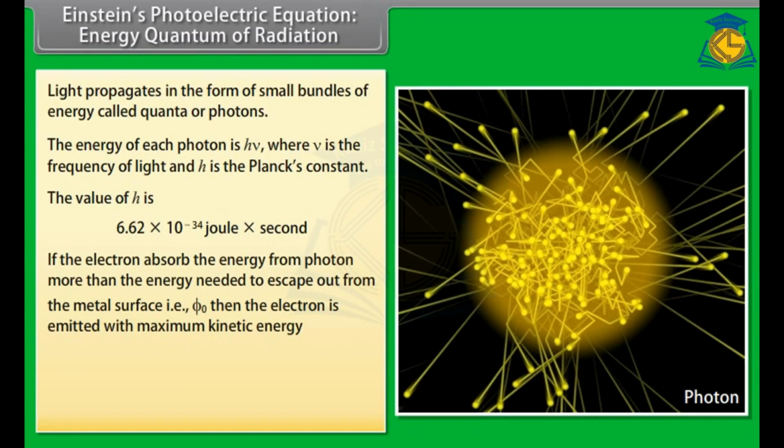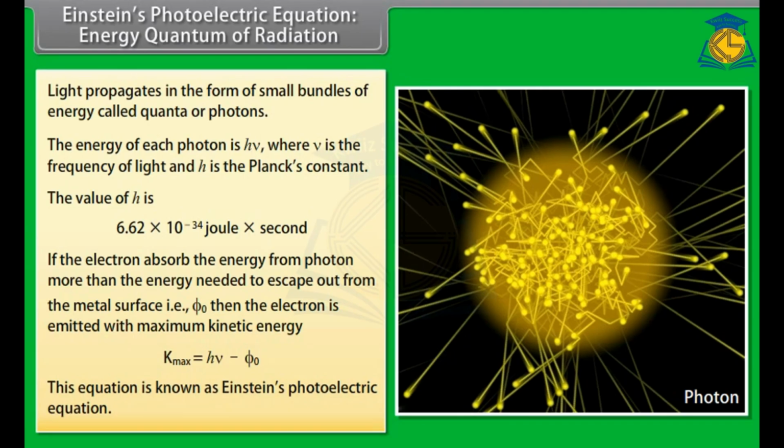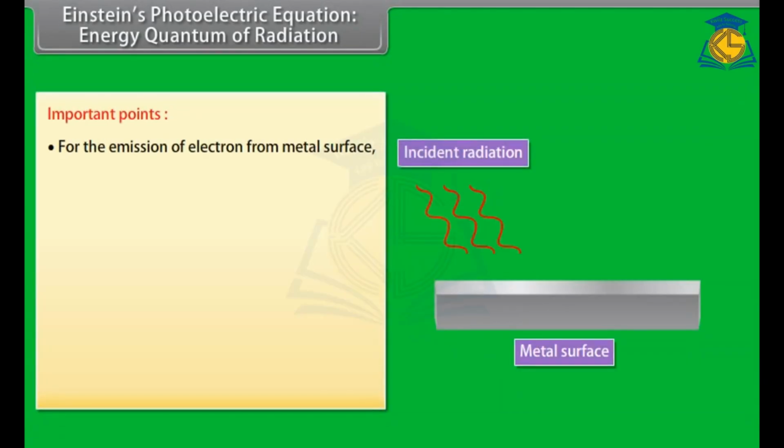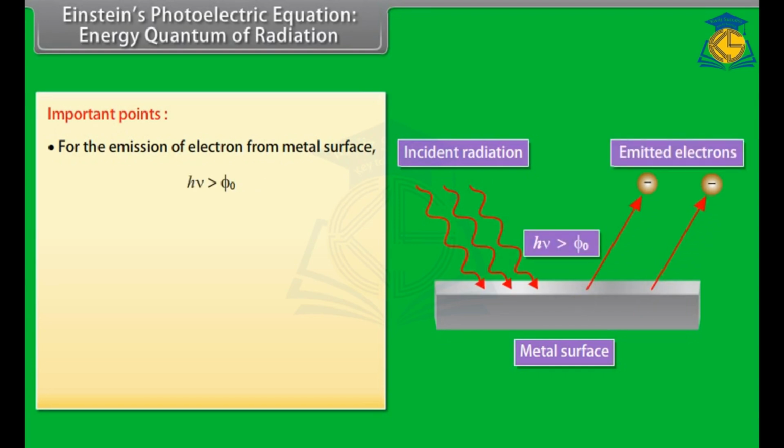If the electron absorbs the energy from photon more than the energy needed to escape out from the metal surface, that is phi 0, then the electron is emitted with maximum kinetic energy Kmax, which is equal to h nu minus phi 0. This equation is known as Einstein's photoelectric equation. Important points. For the emission of electron from metal surface, h nu is greater than phi 0.